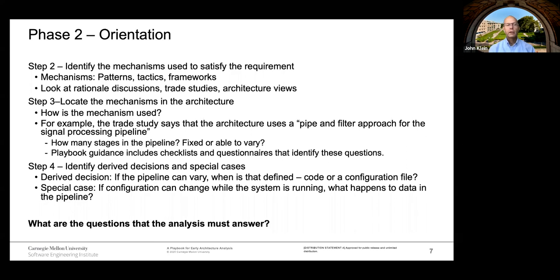In step 3, the analyst needs to find out where does this mechanism live in the architecture. In this case, the pipe and filter that was referred to, where is it and how is it being used? And we'll start collecting some data about it. If it's a pipeline like this, how many stages are in the pipeline? Sensor data ingest is the key to meeting this requirement. Is that actually a separable and replaceable stage of the pipeline? How do the other stages depend on it?